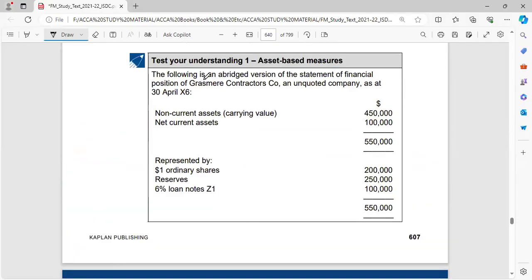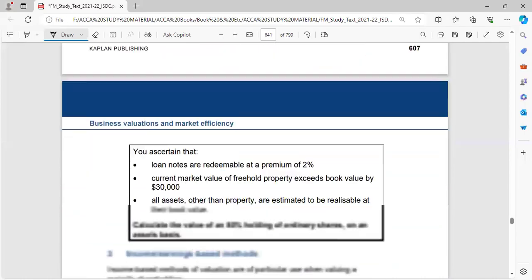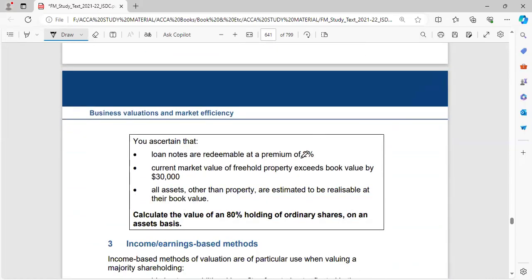Come to this understanding: following is an abridged version of the statement of financial position of G Contractors Company, an unquoted company, as at 30th of April 20x6. Loan notes are redeemable at 2% premium. Current market value of the property exceeds book value by 30,000. All assets other than the property are estimated to be realizable at book value. Calculate the value of 80% of the shares on an asset basis.